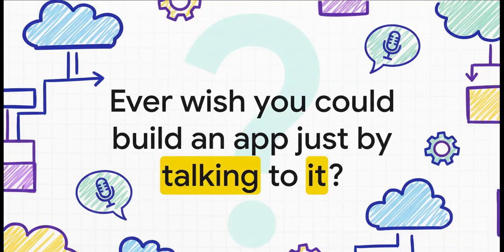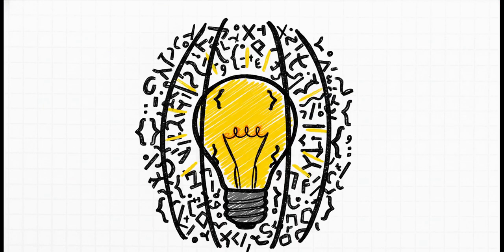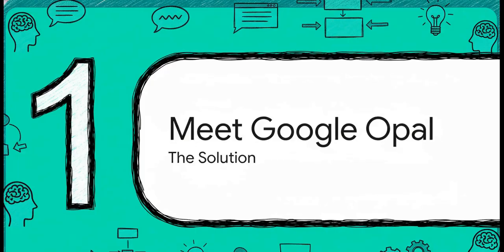Have you ever had one of those brilliant ideas for a small tool, something to make your life easier, but the very thought of coding just stopped you cold? And that's been the problem forever, right? There's always been this huge wall of complex code standing between a great concept and an actual working application. But what if that wall is finally starting to crumble? All right, so let's dive in and meet the tool that's taking a sledgehammer to that wall, Google Opal.